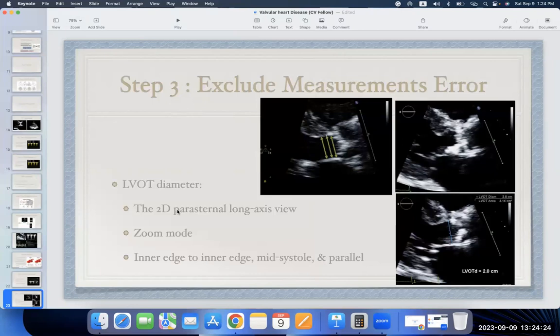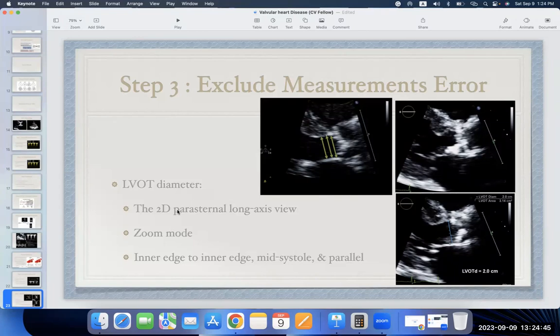And this is, I think, very, very important to know. One of the biggest sources of measurement error is the LVOT diameter, by far. The reason behind that is that there is significant variability between readers, reaching up to 8% in the measurement of the LVOT. This is one point.